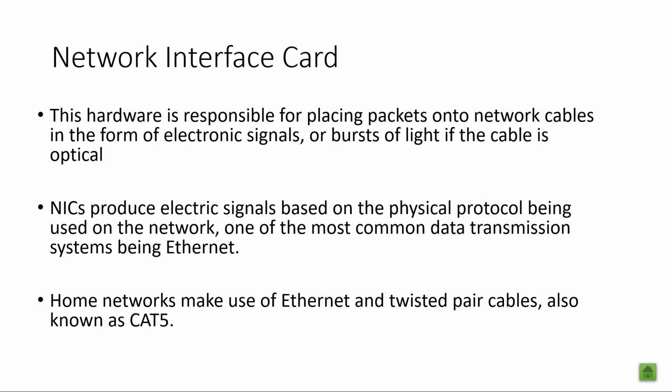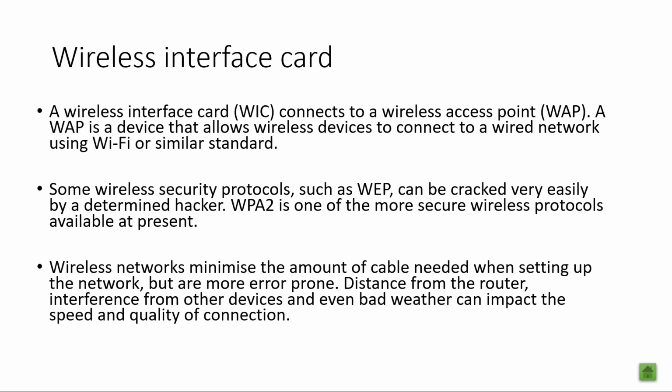Network interface cards produce electronic signals based on the physical protocol being used, and it sends them down, usually an electrical impulse, down an Ethernet cable if it's copper. So you might have the category 5, category 6, or even category 7 now. You could do this process without a cable. So my laptop has a wireless interface card.